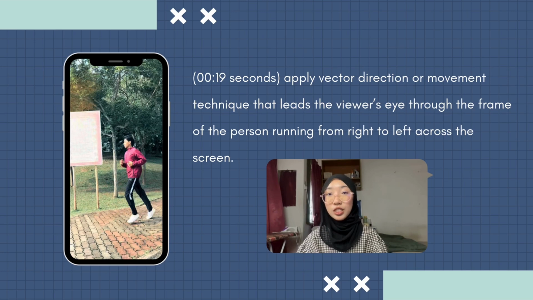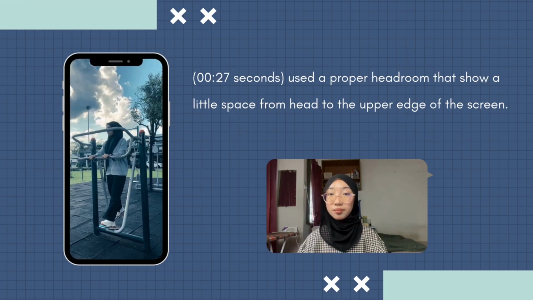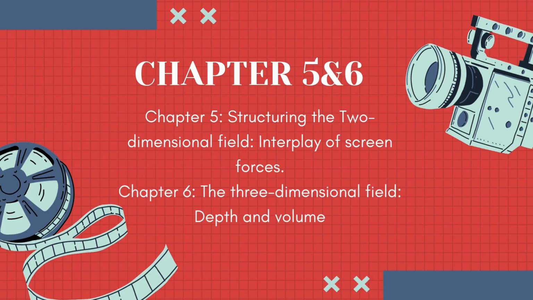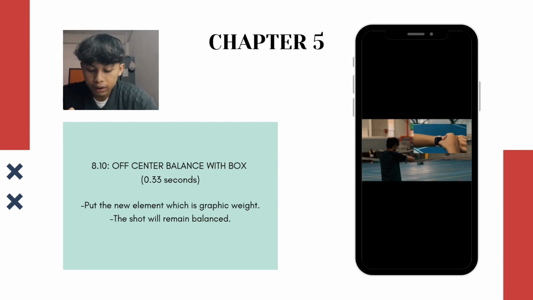At 0.19 seconds to 0.24 seconds, I apply index vector direction and movement that leads the viewer's eye through the frame of the person running from right to left across the screen. In most of the scenes from my video, I use proper headroom that shows a little space from the head to the upper edge of the screen. For this scene, I put in a new element, which is graphic weight, so the shot will remain balanced.